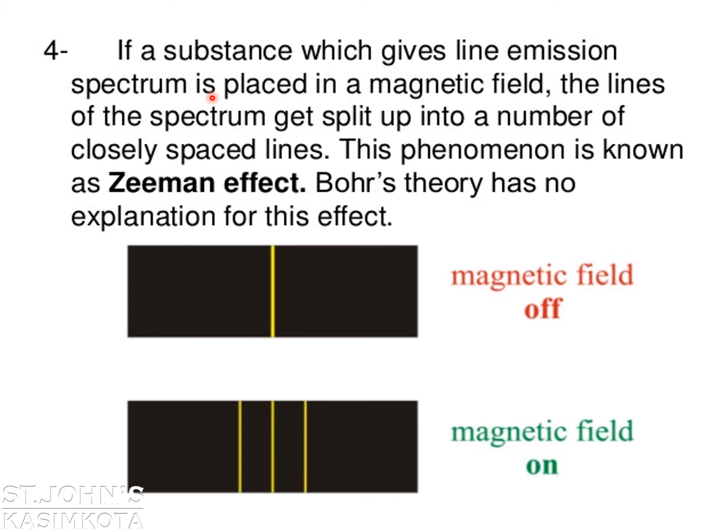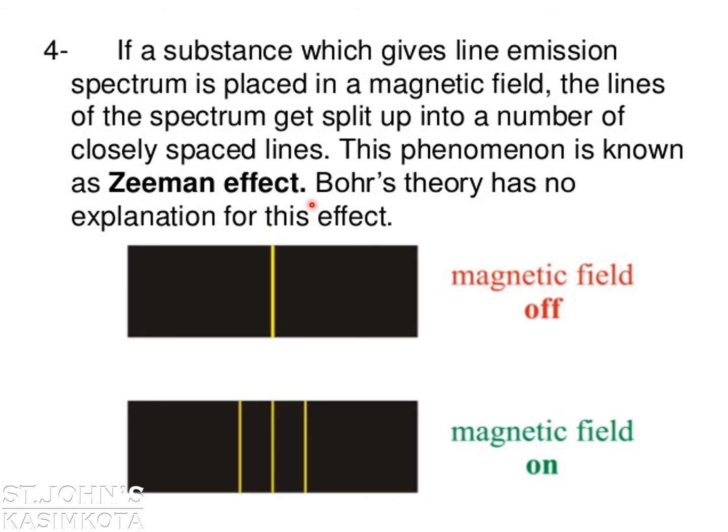The next drawback is that if a substance which gives a line emission spectrum is placed in a magnetic field, the lines of the spectrum get split up into a number of closely spaced lines. I repeat this. If a substance which gives a line emission spectrum is placed in a magnetic field, the lines of the spectrum get split up into a number of closely spaced lines. So here it was observed that when a substance giving line emission is placed in a magnetic field, it emits an emission spectrum, but these spectral lines get split up into a number of closely spaced lines. This phenomenon is known as the Zeeman effect. Bohr's theory did not explain anything about the Zeeman effect.